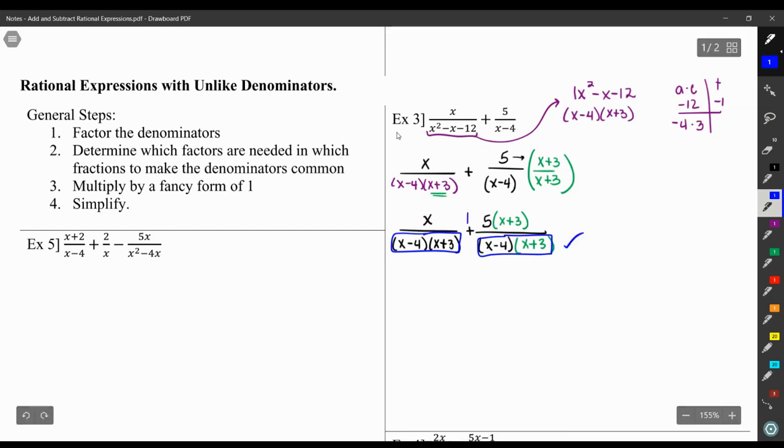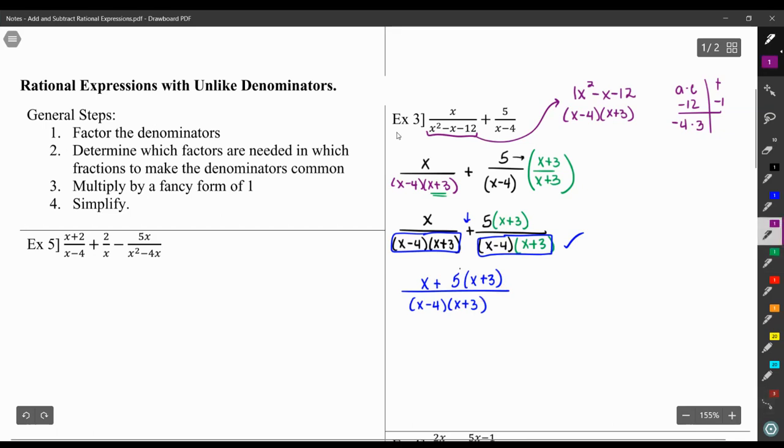Since they're the same, I can now add their numerators. So I can take x plus 5 times x plus 3 in the numerator, and then the denominator will stay exactly the same as x minus 4 times x plus 3. Now remember, we cannot simplify this here because we added these fractions together. This is no longer a factor. This is part of this single term here, so I cannot simplify those out.